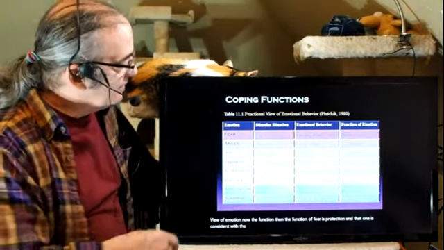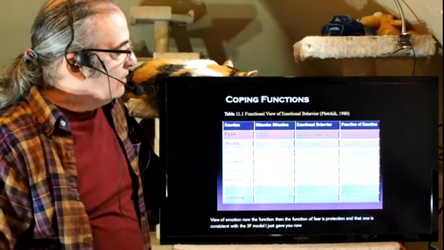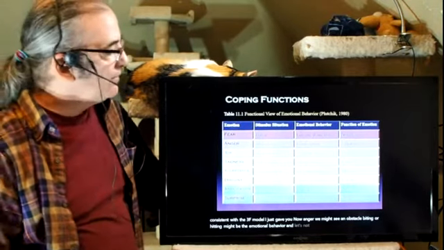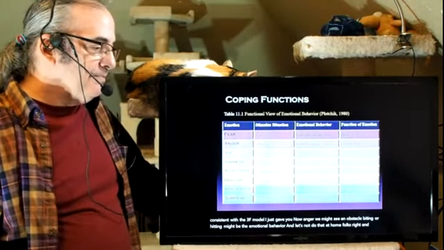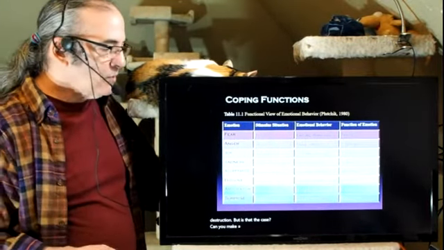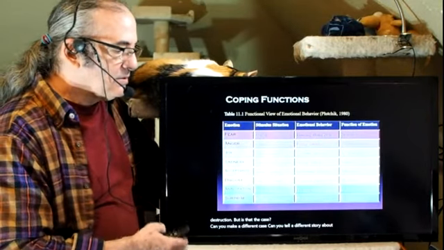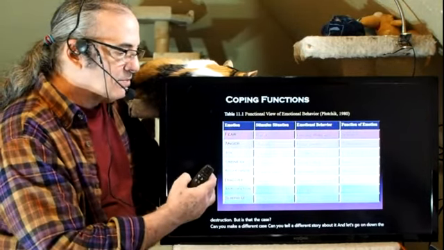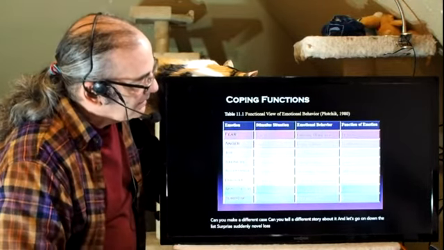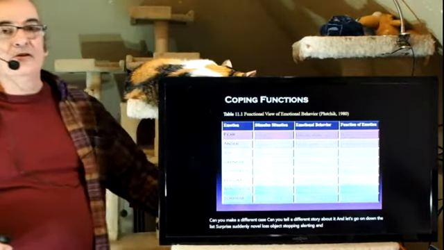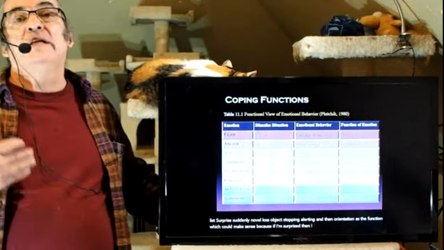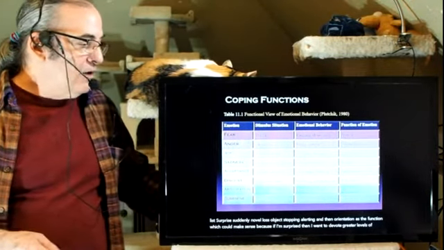Now the function of fear is protection, and that one is consistent with the 3F model I just gave you. Now anger, we might see an obstacle. Biting or hitting might be the emotional behavior, and let's not do that at home, folks, right? And then destruction. But is that the case? Can you make a different case? Can you tell a different story about it? And let's go on down the list. Surprise, suddenly novel object, stopping, alerting, and then orientation as the function, which could make sense because if I'm surprised, then I want to devote greater levels of cognition, and we might call that orientation.